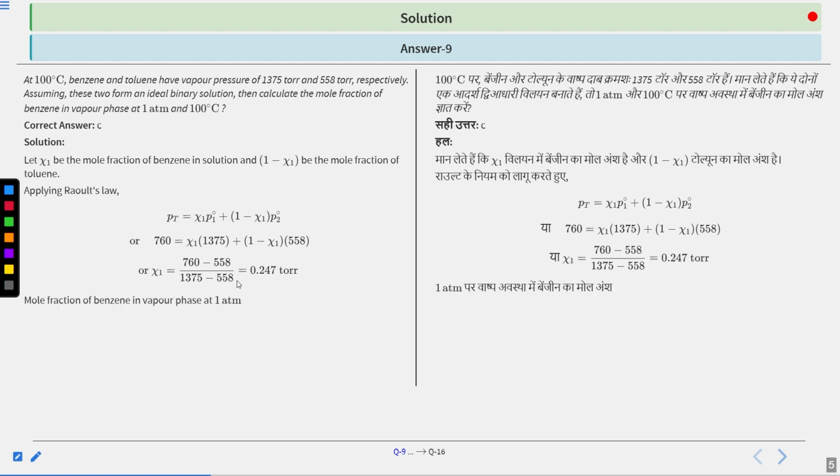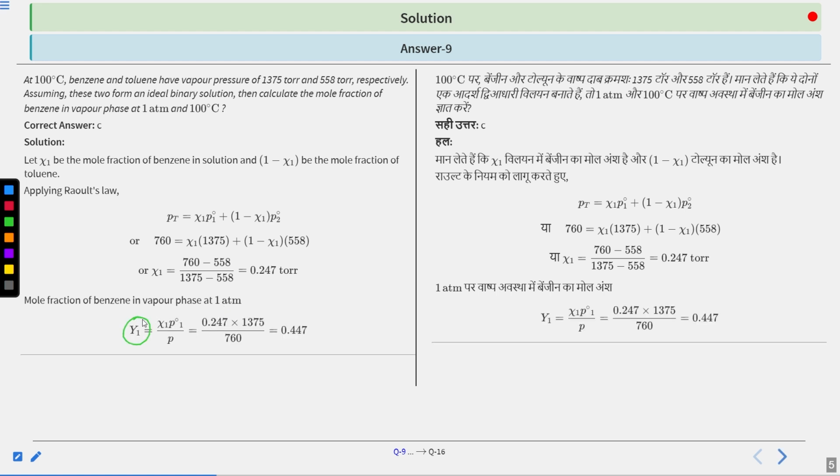Simple. Now the mole fraction of benzene in the vapor phase at 1 atm is y1 equals chi1 P1 naught by P. This is the formula. How does it come? Because P1 equals y1 times P total, where y1 is the mole fraction in the vapor phase, P1 is the partial pressure, and P total is the total pressure. Since we have calculated chi1, we can calculate P1 also. So chi1 into P1 naught is P1, so we put it here. The total pressure is 760, so we put it here, and then we get 0.477.